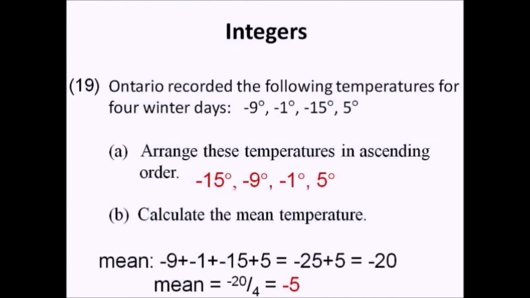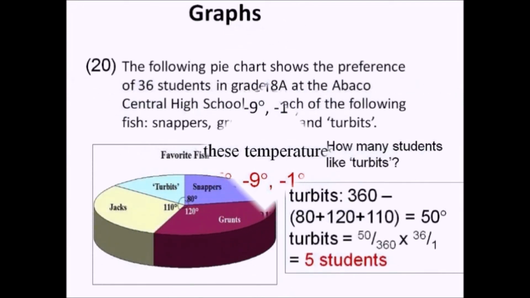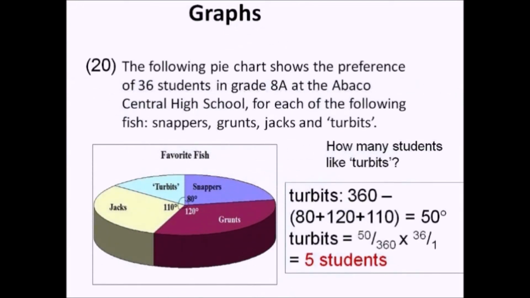Calculate. Remember, for negative numbers, the higher the number, the lower it is. The mean, just add them up, and you get negative 20 over 4, negative 5 for the mean. You divide by 4. When you add them, you get negative 20, and you divide by the number of days, 4, so you get negative 5. Got it? Let's go to graphs.